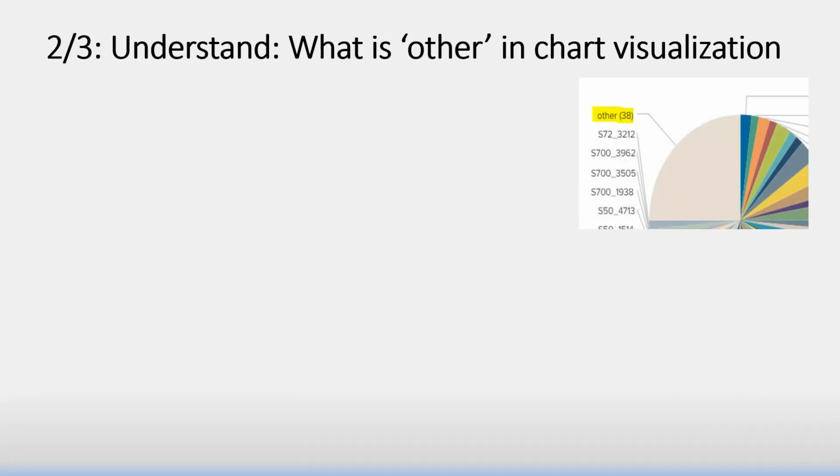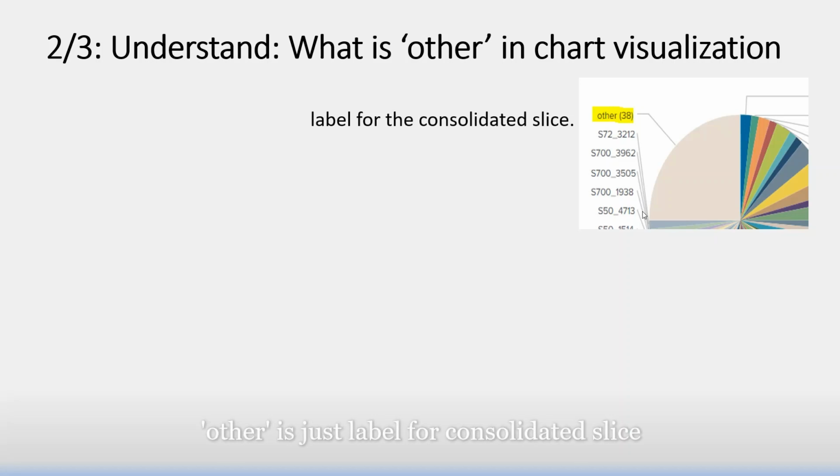So friends, sometimes you may have seen this "other" label in your pie chart slice, and you may have wondered what it actually is. "Other" is nothing but the label for the consolidated slices of the pie chart, and it comes from this property which has the default value other. charting.chart.sliceCollapsingLabel is always set to other by default.